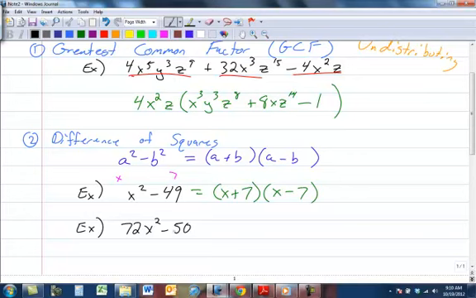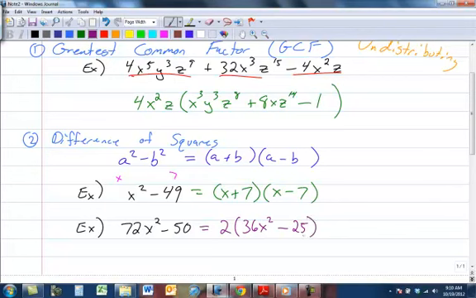And this one kind of reminds you, is 72 a perfect square? What times itself is 72? Nothing pretty. Is 50 a perfect square? Nope. Neither of these are perfect squares. So the first thing you're going to look for is a GCF. What can come out of 72 and 50? What do they both got in common? They each have a 2 in common. So 2 times the quantity of 36x squared minus 25.